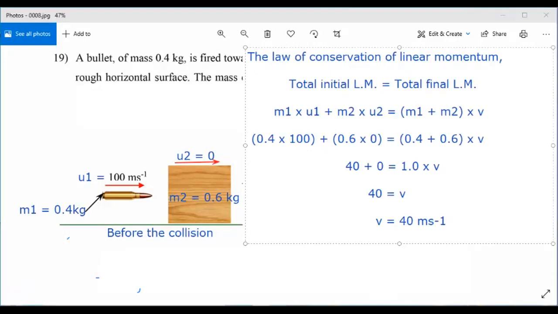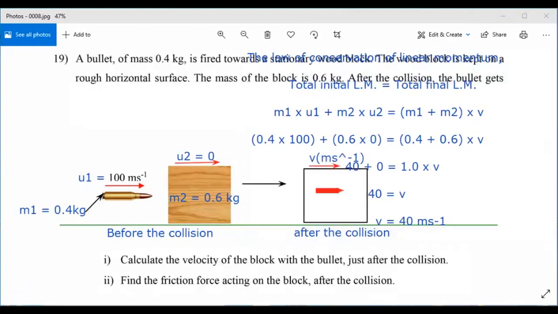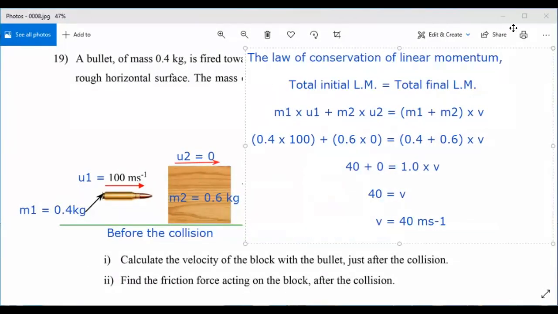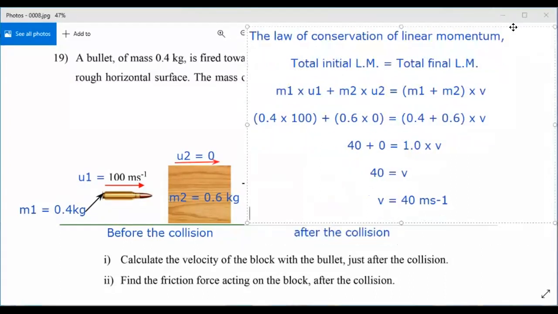Okay, what's the next question that they have asked here? Find the friction force acting on the block after the collision. So how do you find the friction force here? How many equations are there to find a friction force? We can find friction force by applying F equals ma, but here we can apply the equation F equals mu R to find the friction force.